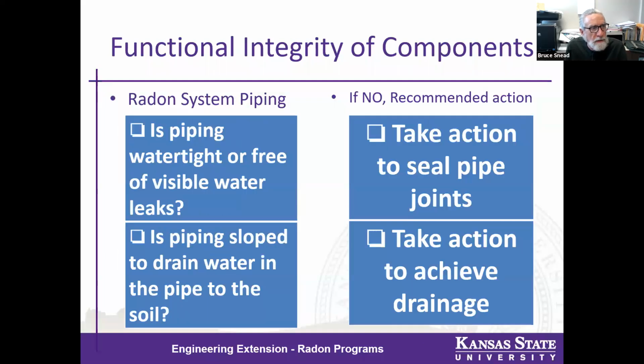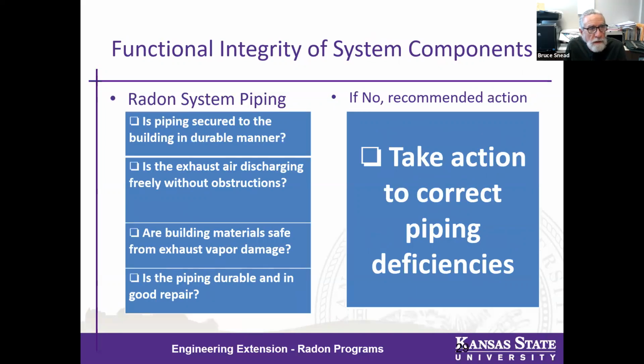Then we look at the piping. Is the piping watertight and free of visible water leaks? Is it sloped to drain to allow condensation that will occur inside the piping system to drain back to the soil or otherwise be vented? Is the piping secured properly? Does the exhaust discharge without obstruction, without improper configuration? Are building materials safe from exhaust vapor damage? We don't want to have condensation on building materials. Is the piping durable and in good repair?